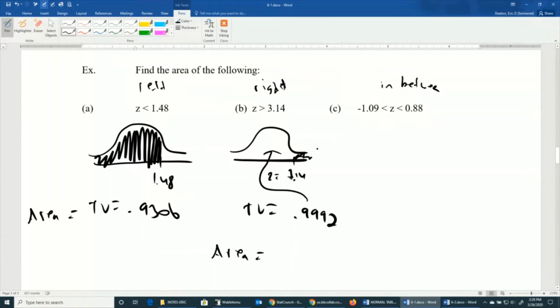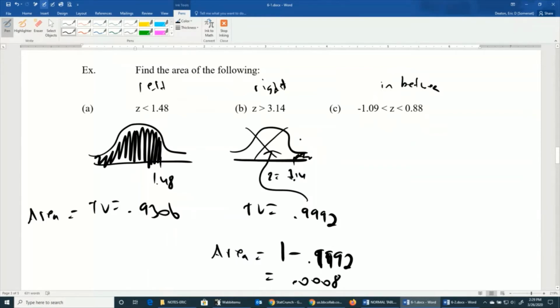Well, we're going to have to get rid of all of this, all the way away from the whole curve, because when we do that, it's going to leave just this portion right here. Since the area of the whole curve is 1, we're going to subtract off that 0.9992. And when you do that, you get 0.0008.